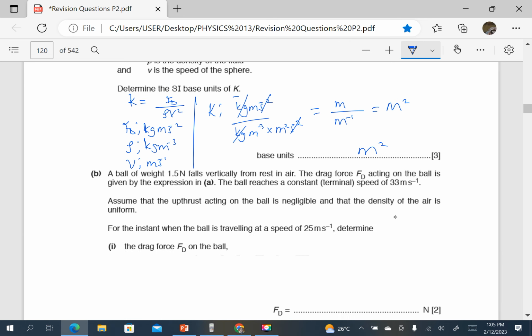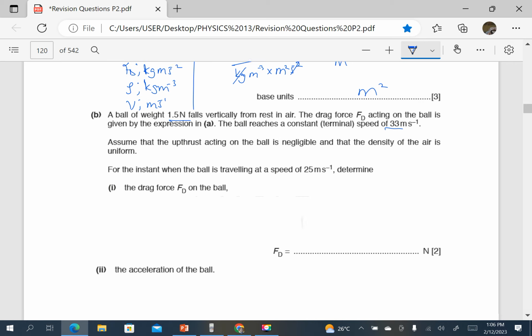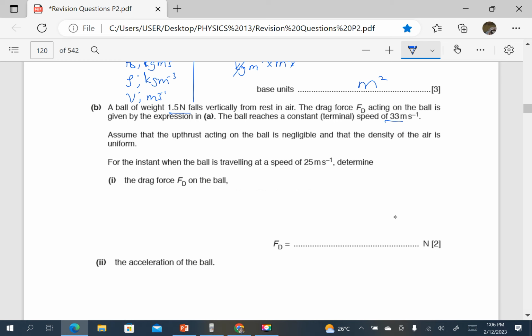A ball of weight 1.5 newtons falls vertically from rest in air. The drag force Fd acting on the ball is given by the expression in A. The ball reaches a constant terminal speed of 33 meters per second. Remember, at terminal speed, the weight equals the drag if the upthrust is negligible. For the instant when the ball is traveling at 25 meters per second, determine the drag force Fd on the ball. Okay, so we have that the drag force Fd is equal to K times density times V squared.